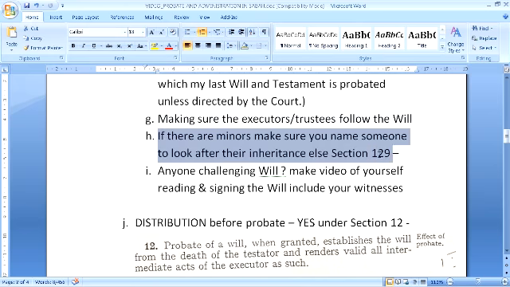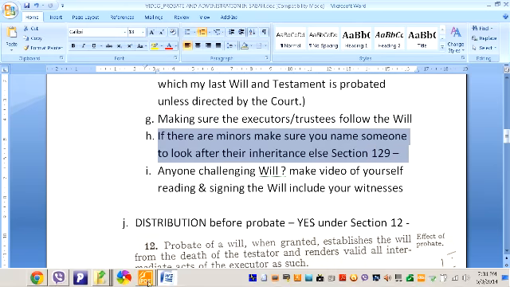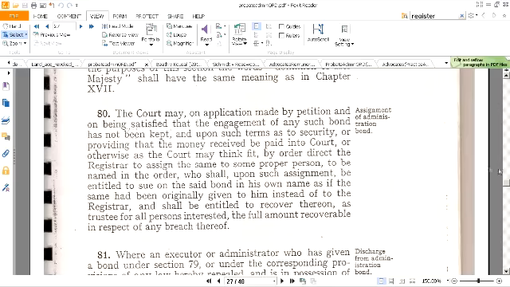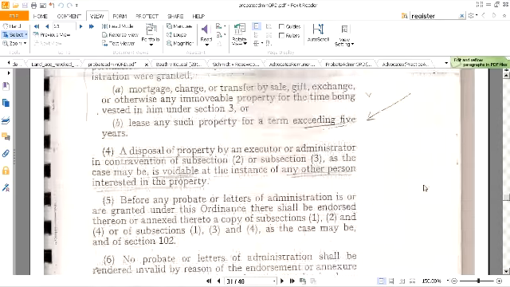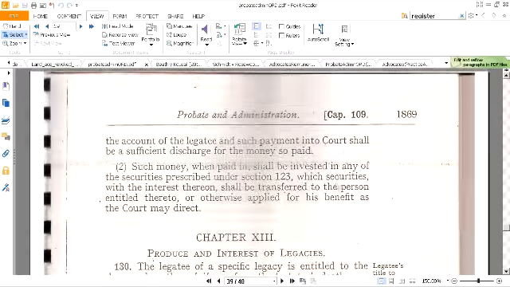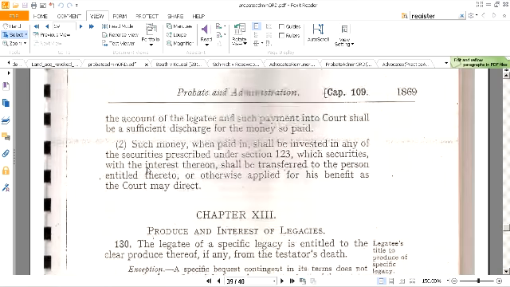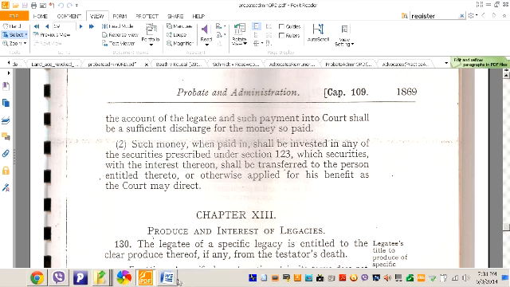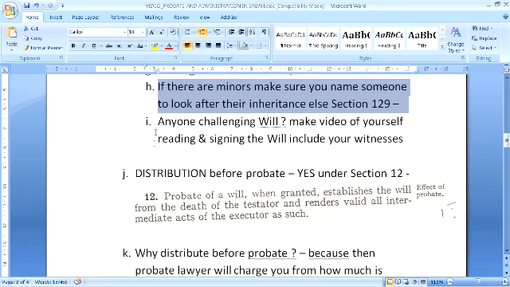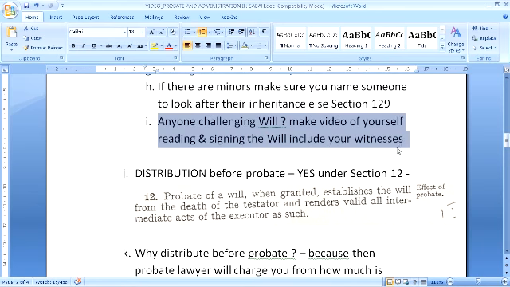Now, to make sure that the executor and trustees follow the will, you will need to put in negative clauses, which means that you prevent them from doing something. You have to make it very explicit. For example, in section 129, this is for minors. If you're going to distribute inheritance to minors, you have to make sure that you follow section 129.